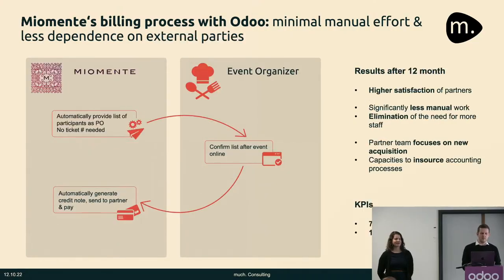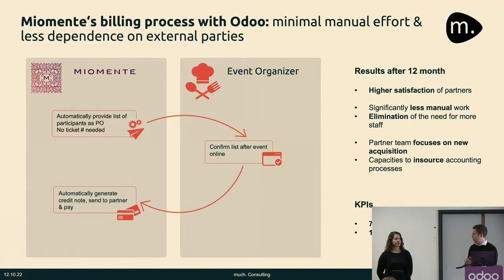Okay, so let's have a quick look at how we do the process now. So now we basically reverted the process. We say Miomente, with their Odoo, have the full truth about all events, all attendees, everyone that canceled in their system. So instead of allowing the customer to send us what they want, we send them a purchase order where we say, hey, this is what we believe we bought from you. You can now click this button to complain, or click this button to accept it. Then it's configured. They can send us either an invoice, or we automatically send them a credit note.